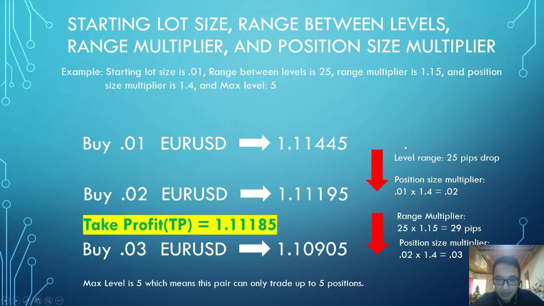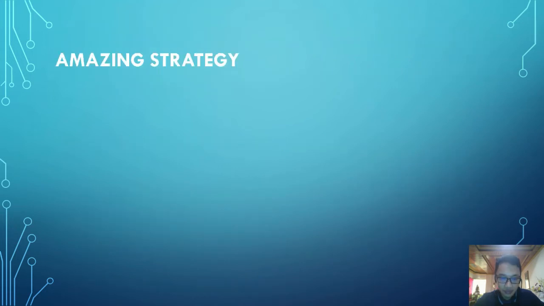Using the range multiplier lessens the risk. So I hope you understand the use of the range multiplier, position size multiplier, and range between levels. Amazing strategy. The robot actually also has what we call the trail stop strategy.